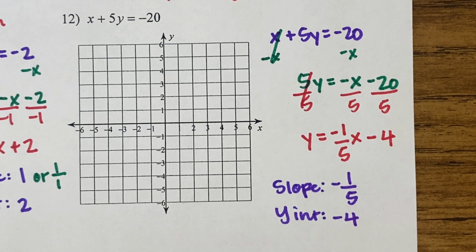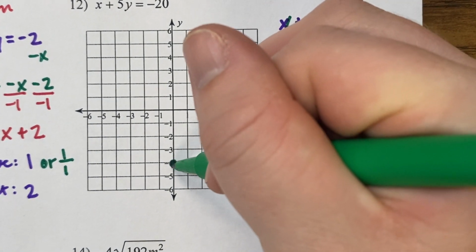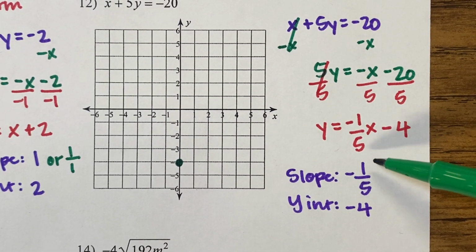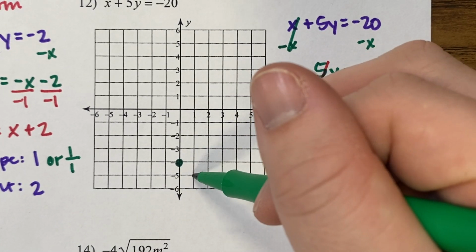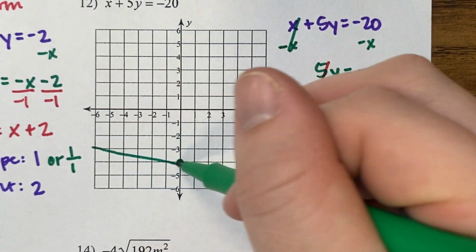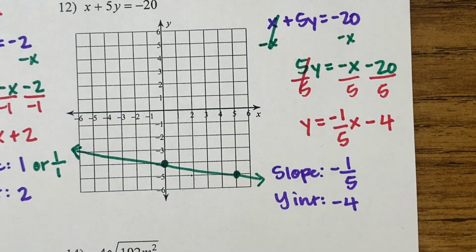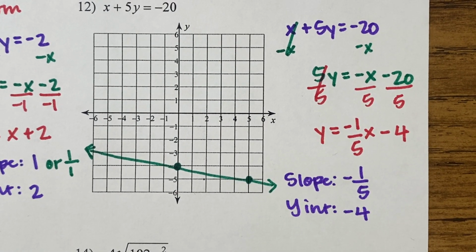Okay, start with your y-intercept. Find negative 4 on your y-axis. It's right there. Now I have a slope of negative 1/5, so we need to make sure it goes down and to the right. So down 1 over 1, 2, 3, 4, 5. And there is our line. Great job.